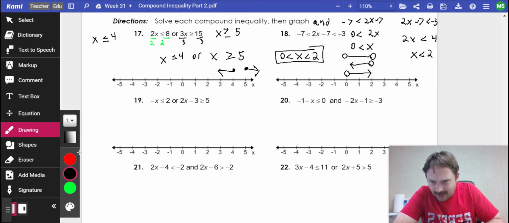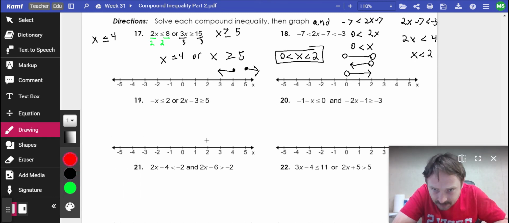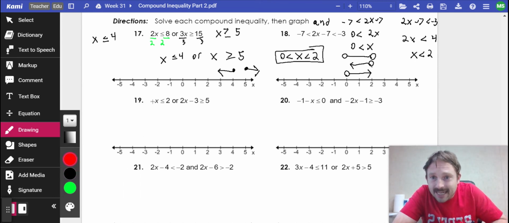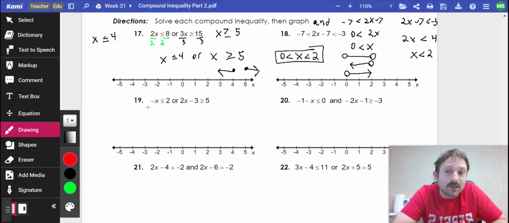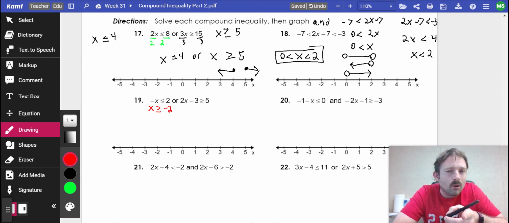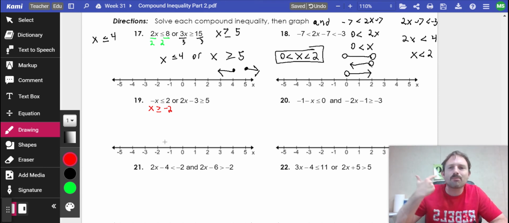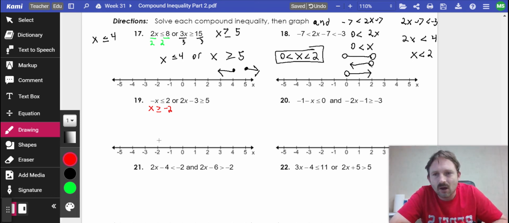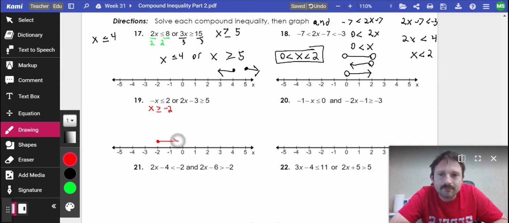So this one's already set up. So I'm going to put, oh, nope, there's a negative. So I'm going to times negative 1 on both sides, and I get x is greater than or equal to negative 2. Why? What happened to that inequality sign, and why did it happen? Listen to what I said I did. What operation did I do? All right. Yeah, I multiplied by negative 1 on both sides. And so it's going to go this way.